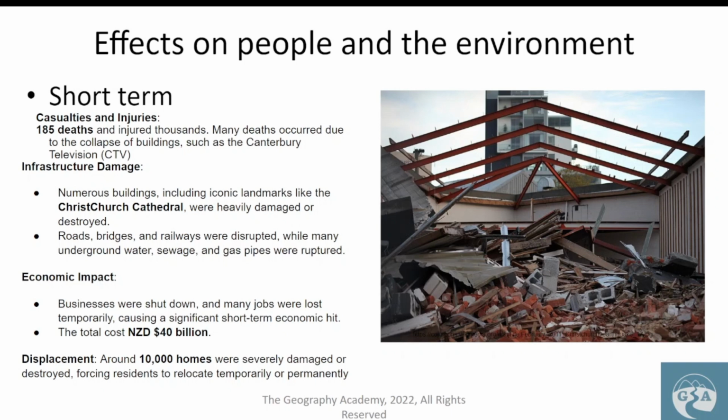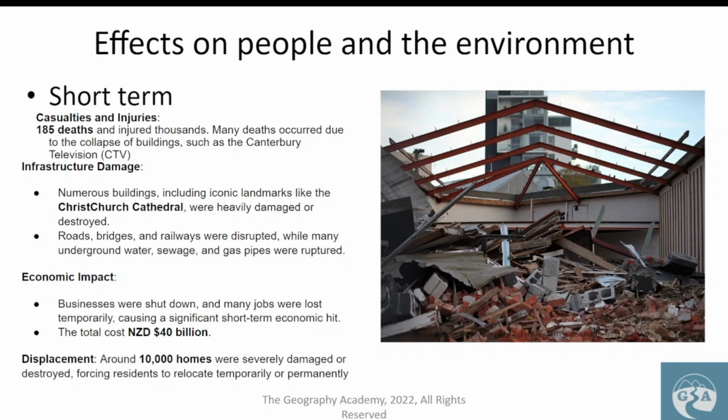The short-term effects on people and the environment, then, we see 185 deaths and thousands injured. We also see the collapse of a lot of buildings, including the Canterbury television studios as well. Infrastructural damage then to places like the cathedral, major landmarks, but also they had a really bad destruction of infrastructure like sewerage, gas pipelines ruptured, railway links destroyed, and bridges as well. So this meant that it was very hard then to move people around and get the help to where it's needed. It also increased the cost dramatically then in the long term too.